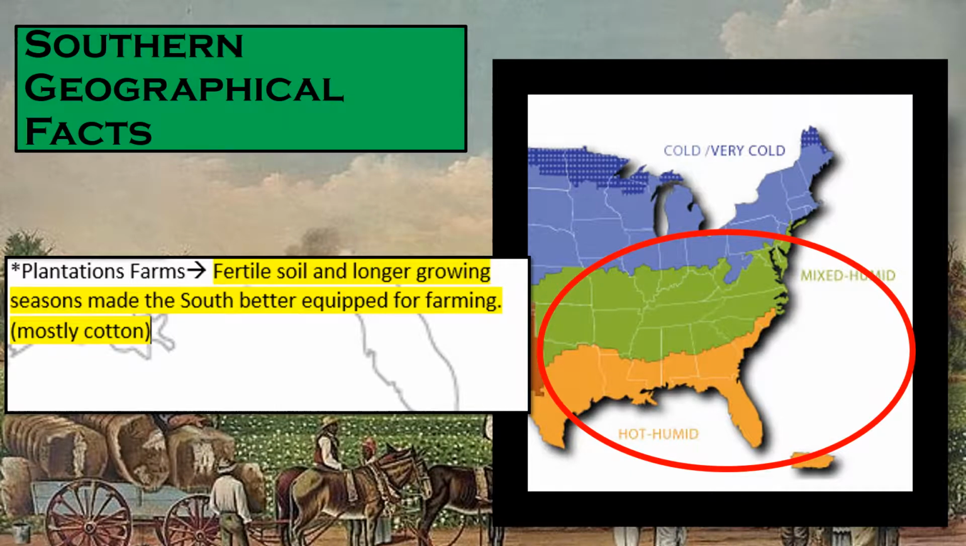So predominantly where you have that mixed humid, but mostly the hot humid, right in between the green and the orange is where you see a lot of those plantation farms taking place. Finish up and move on when you're done.